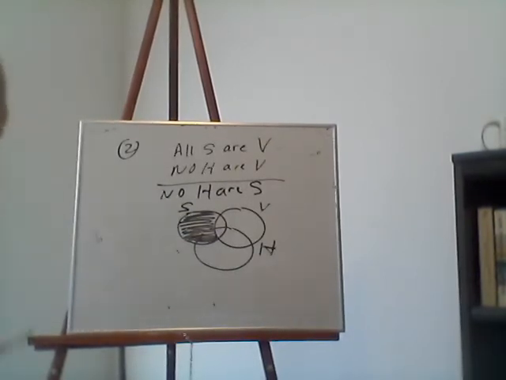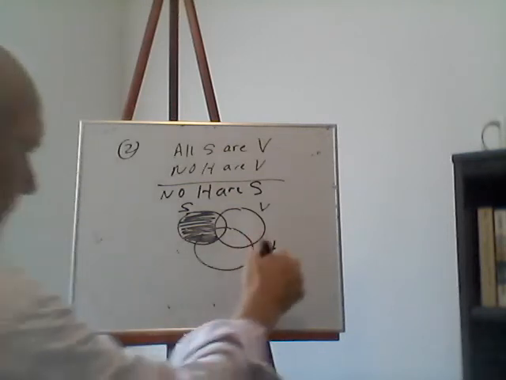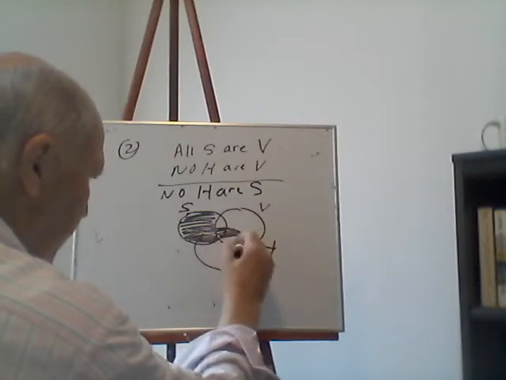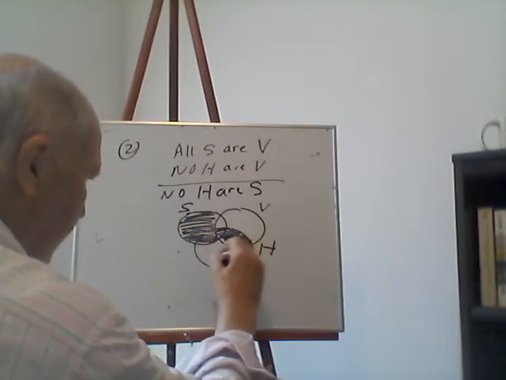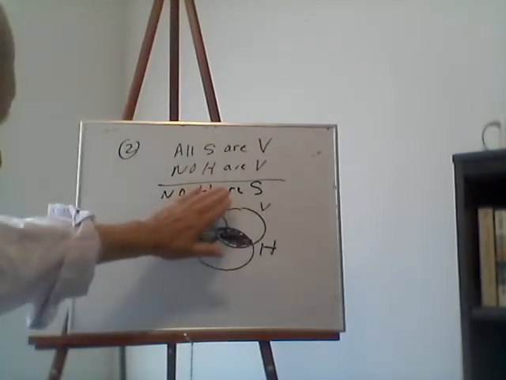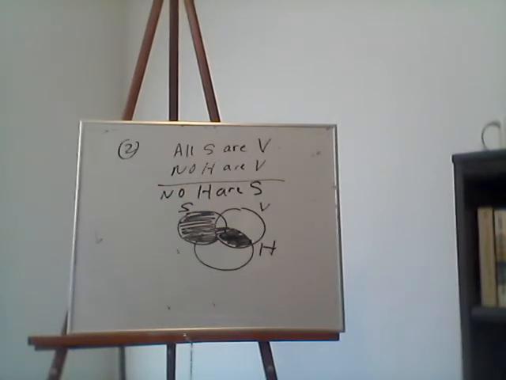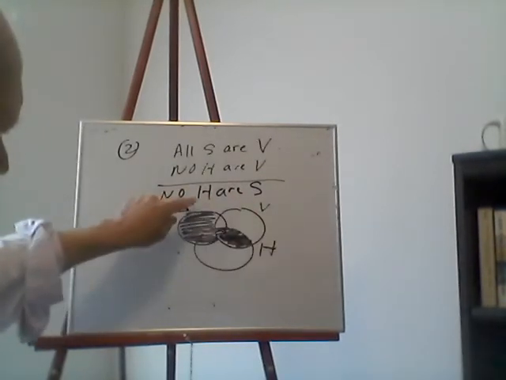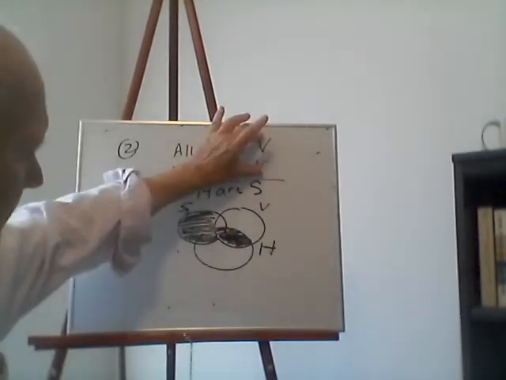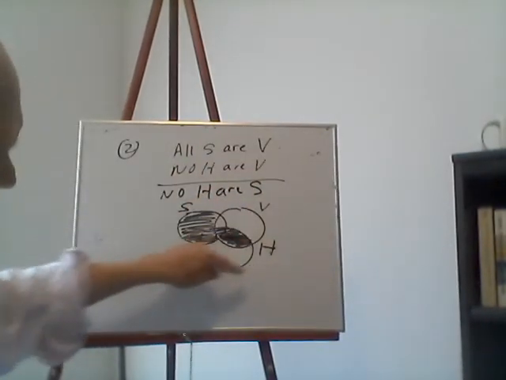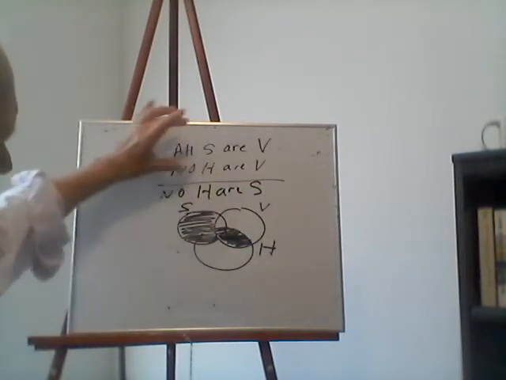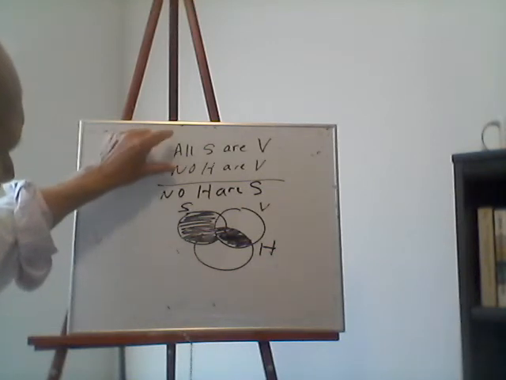The next one is no H or V. So there's nothing inside the H circle and the V circle. So there can be nothing here or here. We darken those two sections out. Now, you don't diagram the conclusion. You look at the picture and you ask yourself, do you know that no H or S is true? Because in a valid argument, if the premises are true, the conclusion has to be true. This picture of the Venn diagram says exactly what these two say. All the information here is contained here.